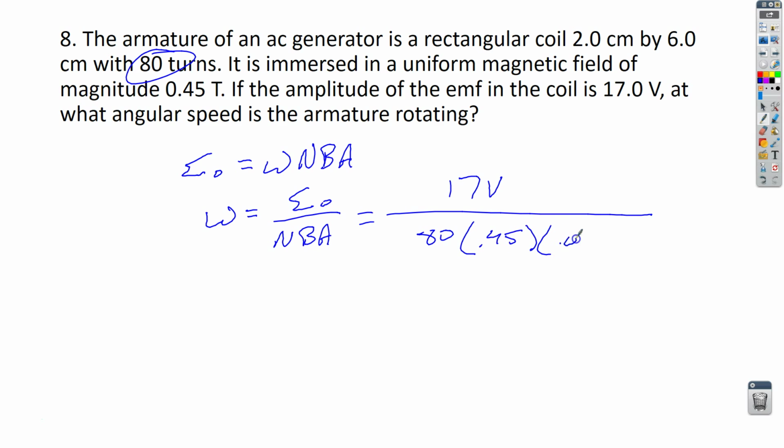And then we've got to have an area of 0.02 times 0.06. It's because this is in centimeters. We want to convert it. So that one's good. Now we go ahead and solve, and we should get 390 radians per second. And then if you want to, you could convert that to revolutions.